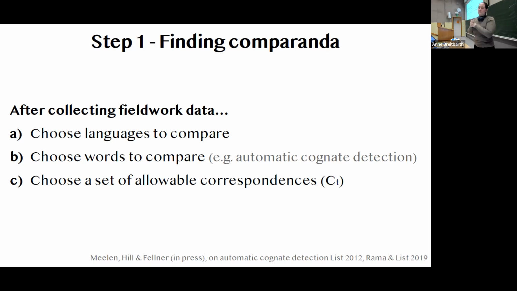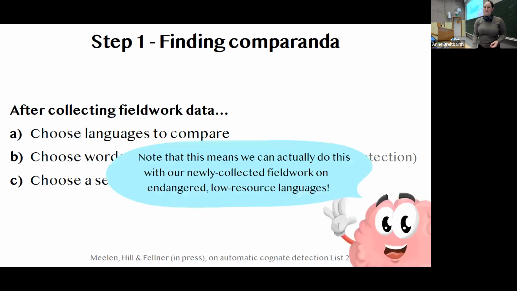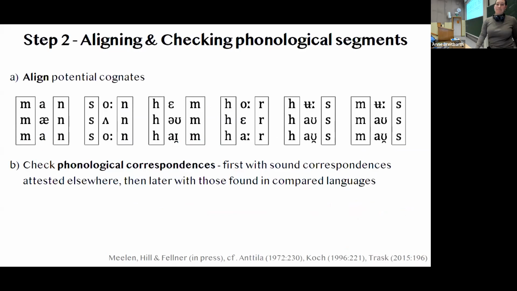Now, what you could do is use some sort of automatic cognate detection algorithm, and this is people like Mattis List and others have developed things like that, and they can be helpful in this particular case. And then finally, you choose a set of allowable sound correspondences. So note that that means we can actually do this with newly collected fieldwork on endangered and low resource languages, not just in European languages we already know. If we do this, then we start from scratch completely.